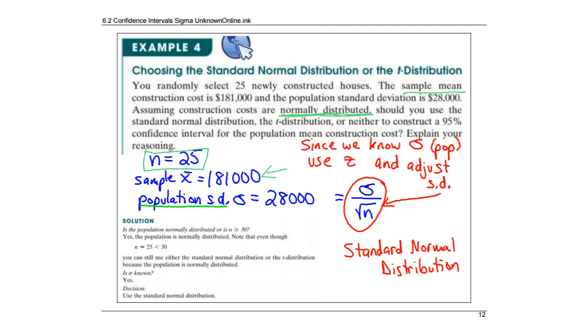Then they give me the sample mean, $181,000, so that's going to go here. And they give me the population standard deviation of 28,000. Since it's the population standard deviation, that means we can use z-stat, right? We can use the regular normal distribution. Depending on what we're doing, we do have to adjust the standard deviation, and we take the population standard deviation, sigma, on top, and on the bottom, the square root of the sample size.